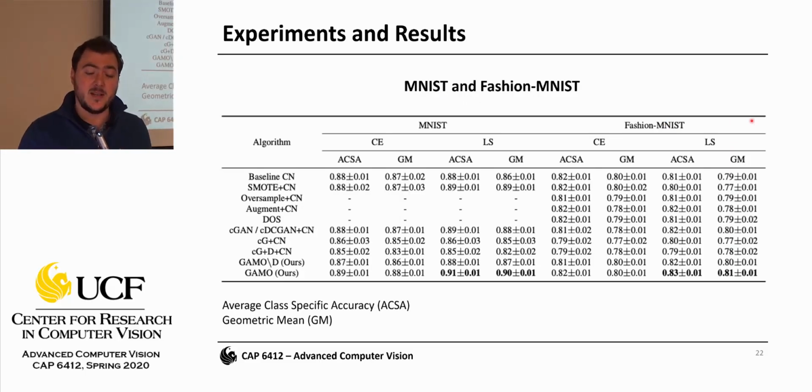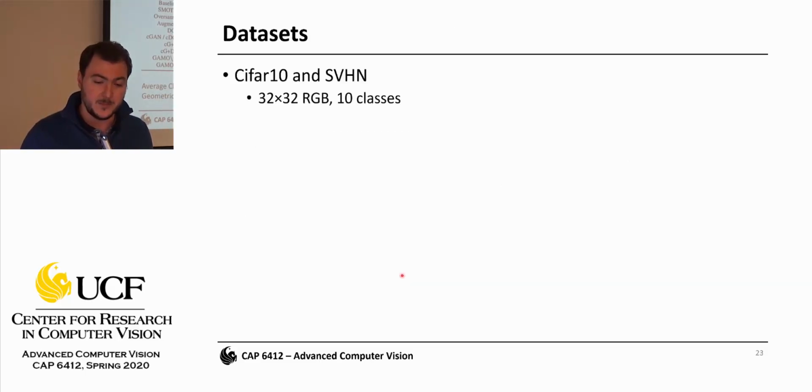And these are the results that they achieve with MNIST and Fashion MNIST. We can see that both losses, cross entropy and least square, actually improve, but they achieve very good results with the least square loss. And compared with the other methods, like I said, the baseline convolutional neural network, then oversampling with a SMOTE method, or oversampling with the other methods, they achieve quite better results in comparison.